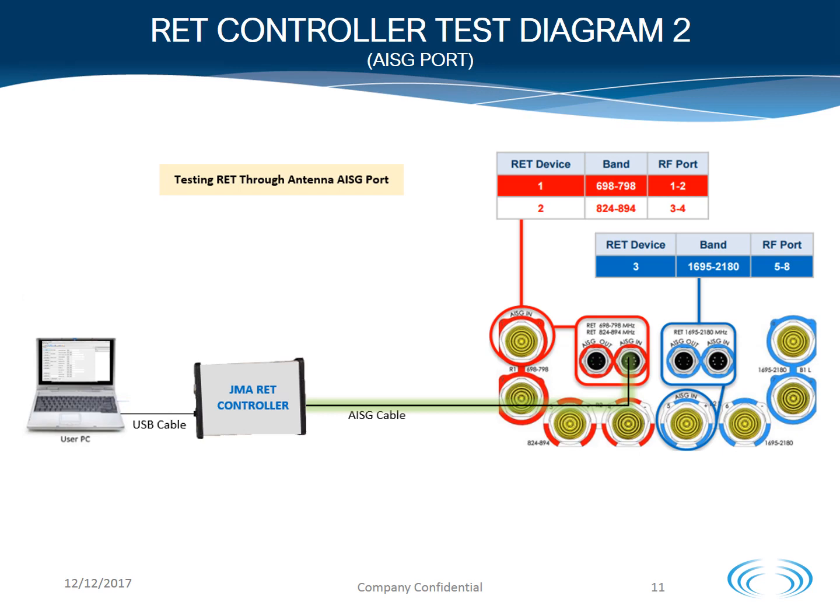RET controller test diagram 2. This is a very simple test diagram that shows the JMA RET controller connecting to the AISG bus on the antenna to test the RETs. Remember that there can only be one DC and AISG source going to the bus. If you run into any conflicts, ensure that the radio connected to RF port 1 and RF port 5 is disabled or disconnect those RF jumpers to isolate.